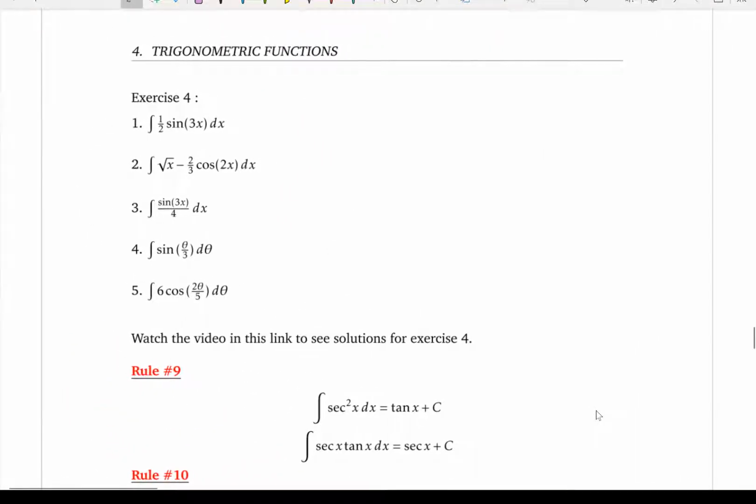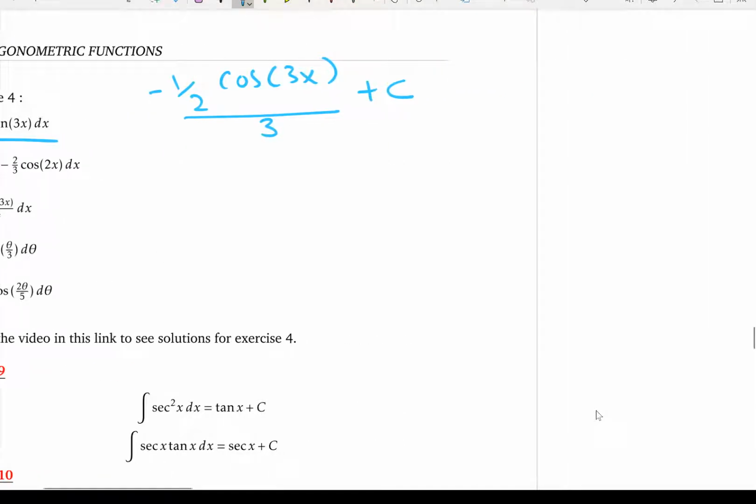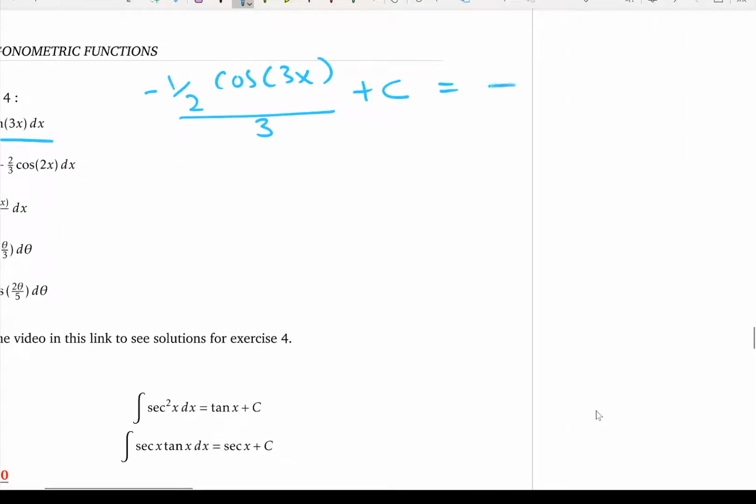Let's do exercise 4 real quick. Half sine 3x, so the answer will be negative half cosine 3x. Divide the whole thing by 3, plus c. Now we can write it better. This 2 comes down, right? So it's negative 1 over 6 cosine 3x plus c.